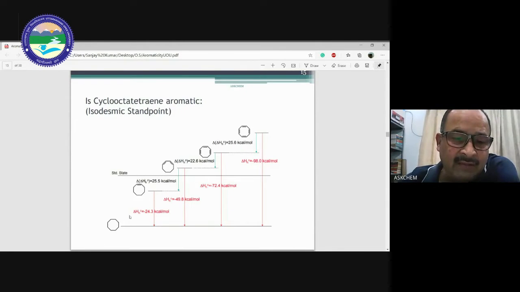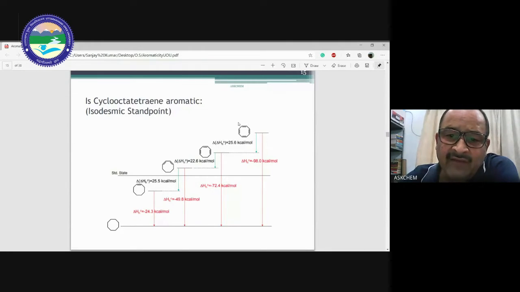Now see, this is the isodesmic reaction, with cyclooctane at the very bottom. In cyclooctane, its energy is there. When cyclooctadiene is conjugated, then its energy is there. And when the triene is there, then its energy is there.